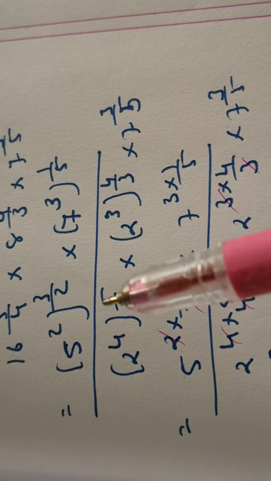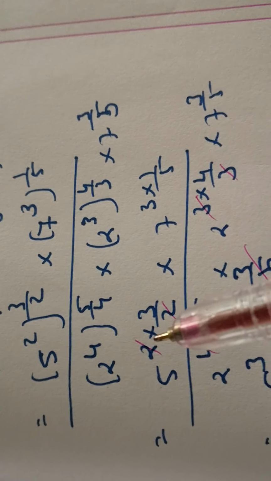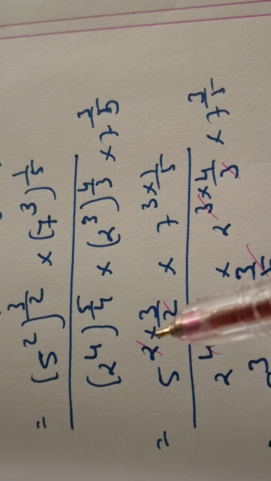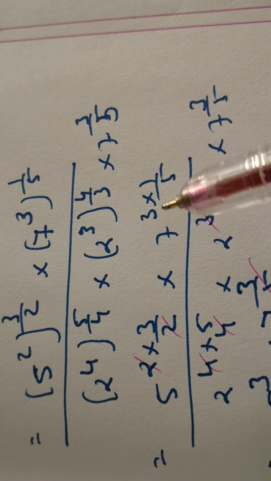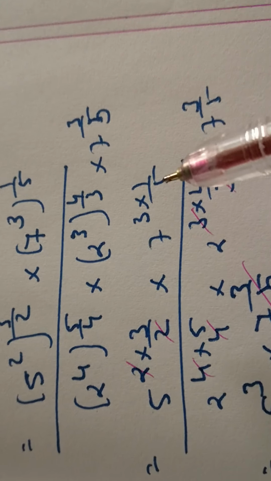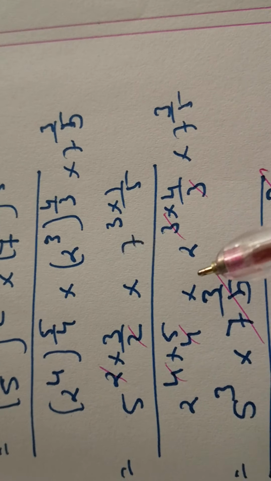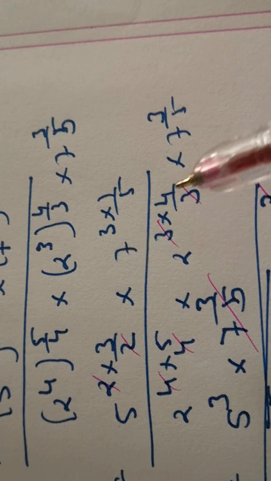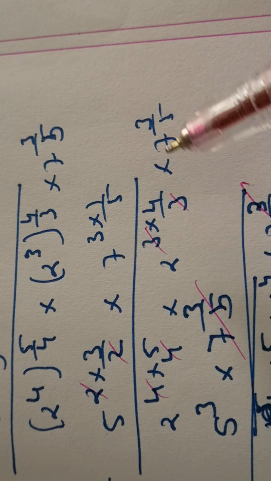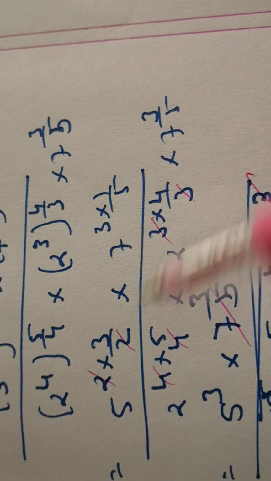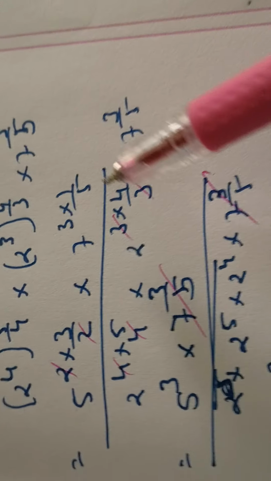So power of a power, you are going to multiply. So 5 raised to 2 multiplied by 3/2, multiplied by 7 raised to 3 into 1/5, upon 2 raised to 4 into 5/4, multiplied by 2 raised to 3 into 4/3, multiplied by 7 raised to 3/5. So 2 gets cancelled, 4 gets cancelled, 3 gets cancelled.